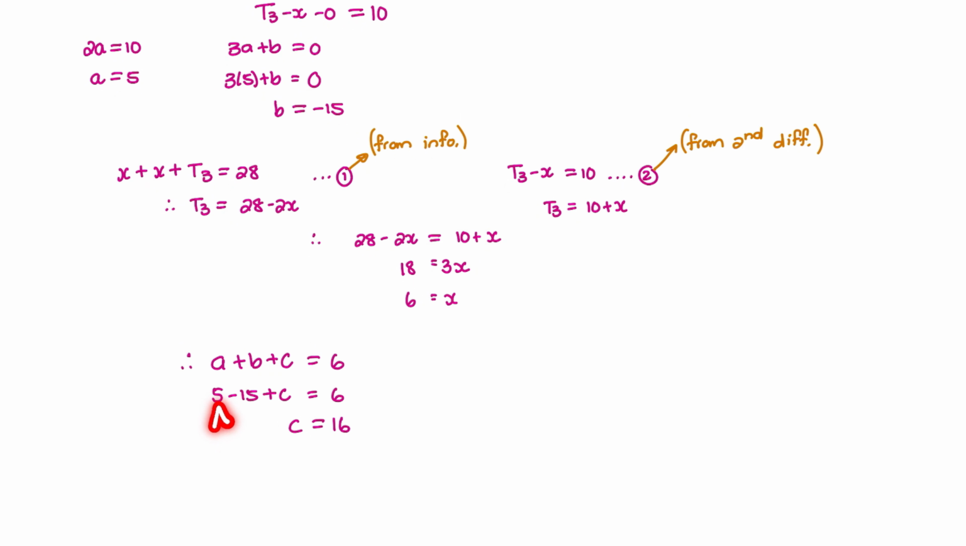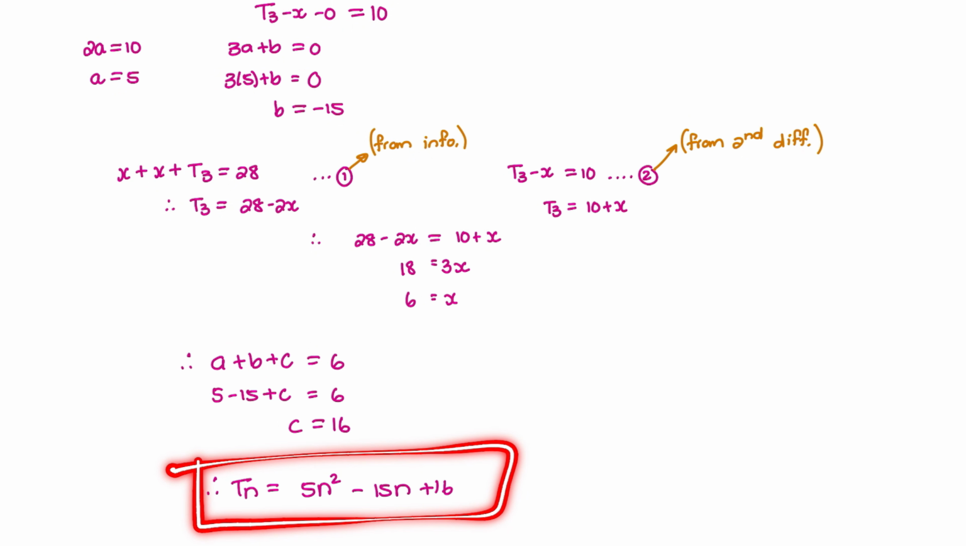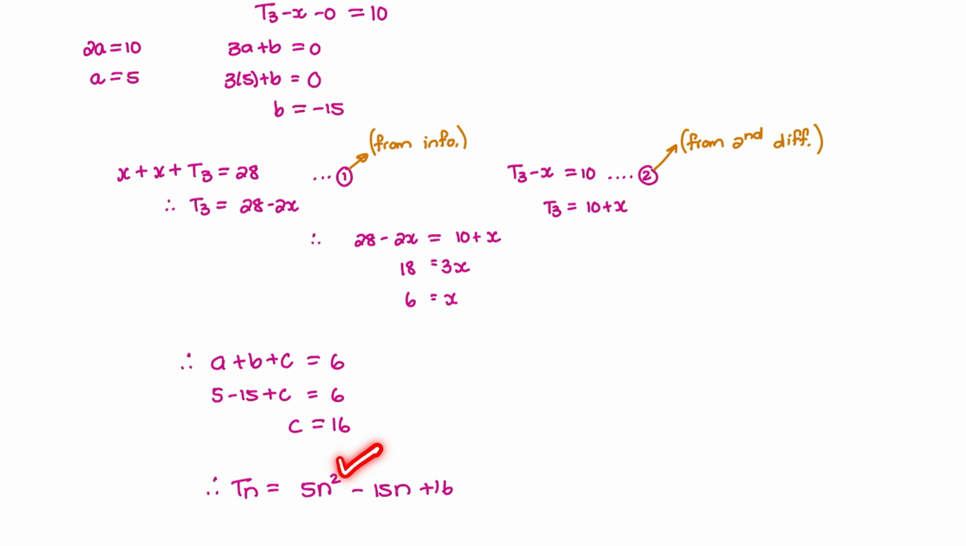The a value is 5. The b value is minus 15. Then moving these values to the right-hand side allows me to find c of 16. Therefore, we can conclude that Tn is equal to 5n squared minus 15n plus 16.